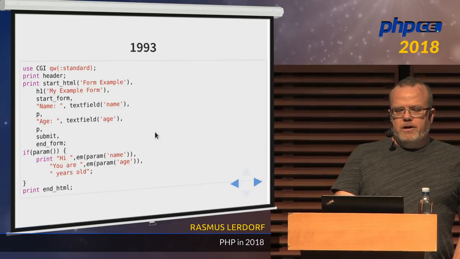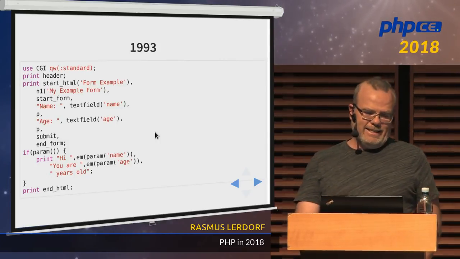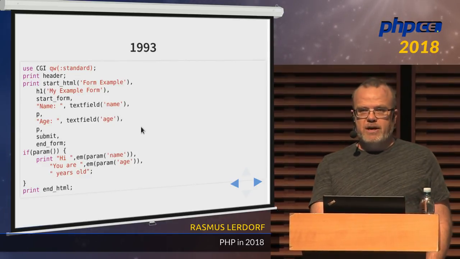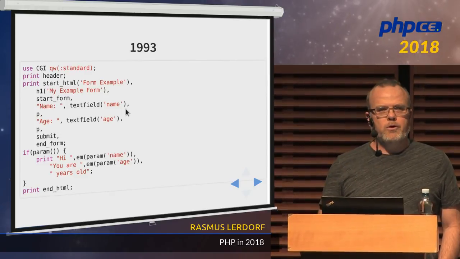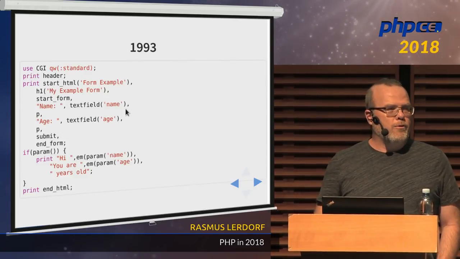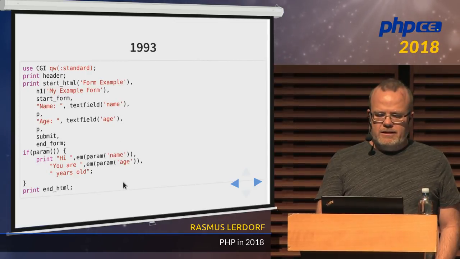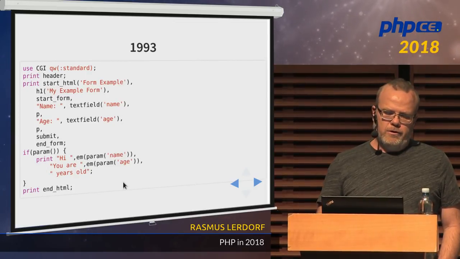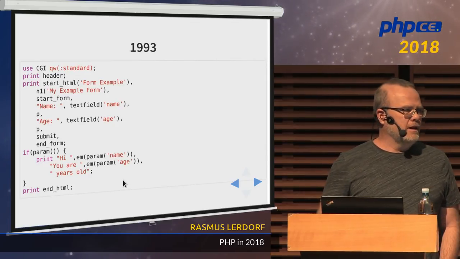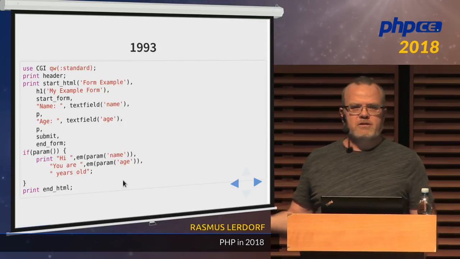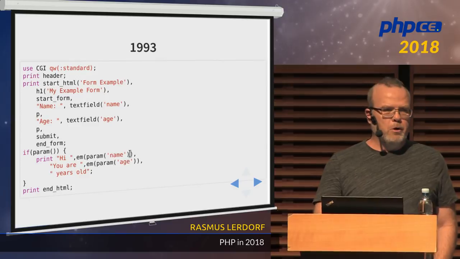Most of the world moved on to CGI.pm, which was a Perl module that basically did the same thing. Instead of writing your HTML inside a C program, you now put this weird Perl wrapper around it. I really didn't like this. I was a big Perl fan. I did everything in Perl, but I wanted my HTML to look like HTML. I wanted to separate the business logic from the display logic, and this mushed it all together.